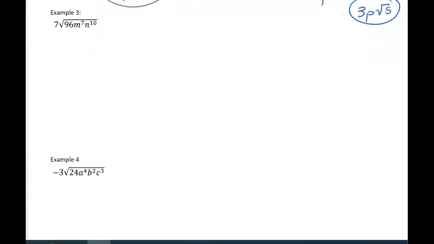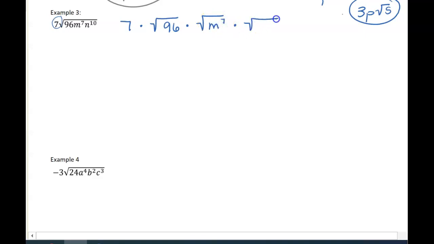All right, let's look at example 3. This is done pretty much the same way as everything else, but we do have this number right here in front. All this number tells us is we're multiplying by 7. So I'm going to rewrite this and chunk it up a little bit. This is just 7 times the square root of 96 times the square root of m to the 7th times the square root of n to the 10th.